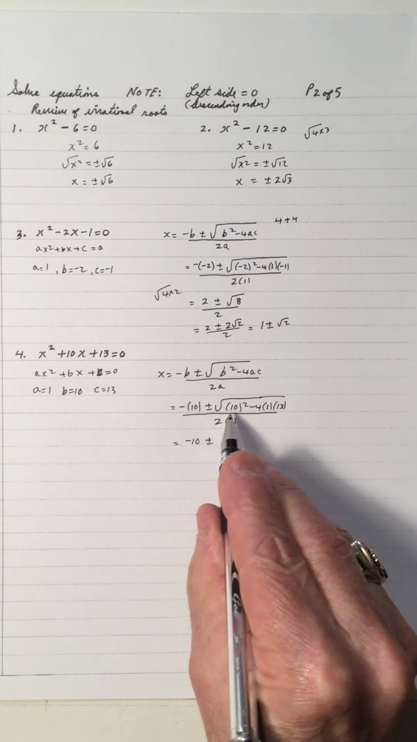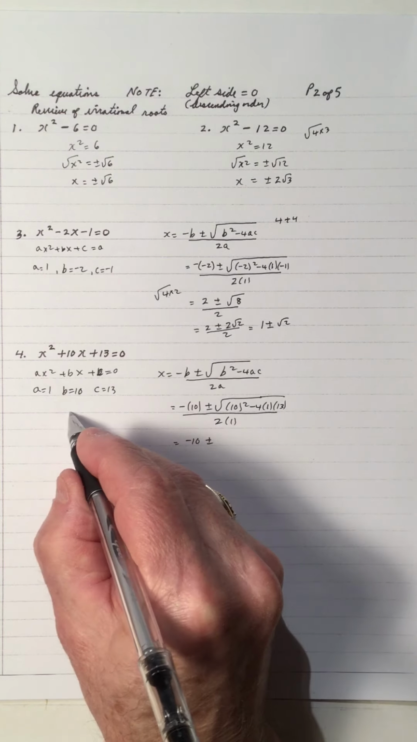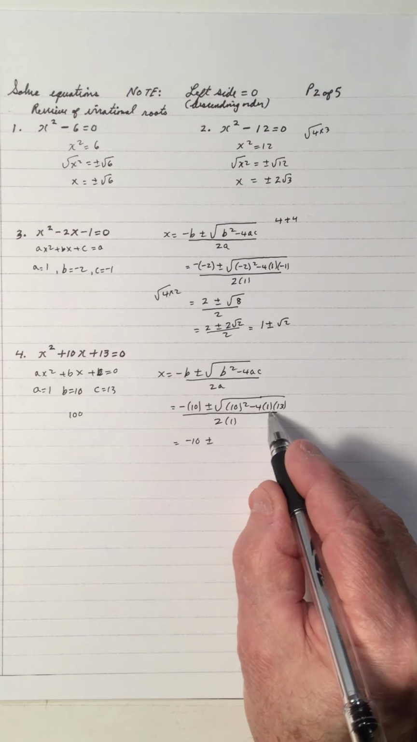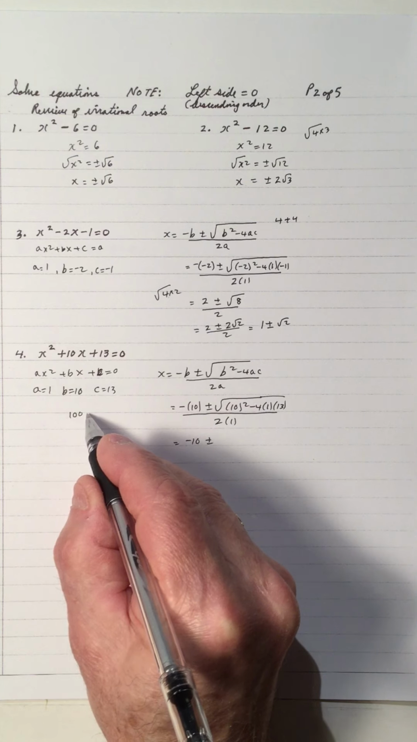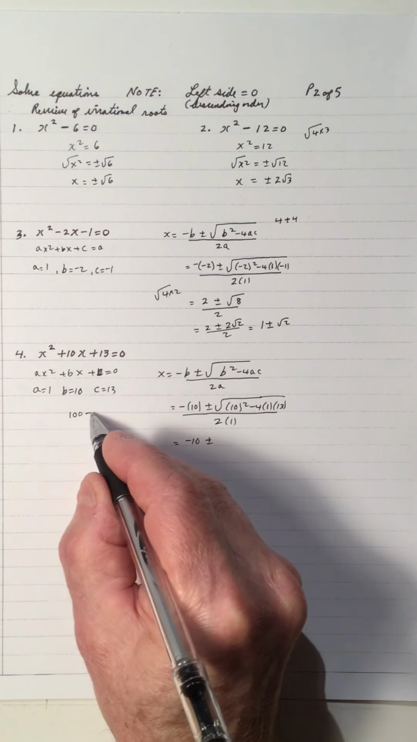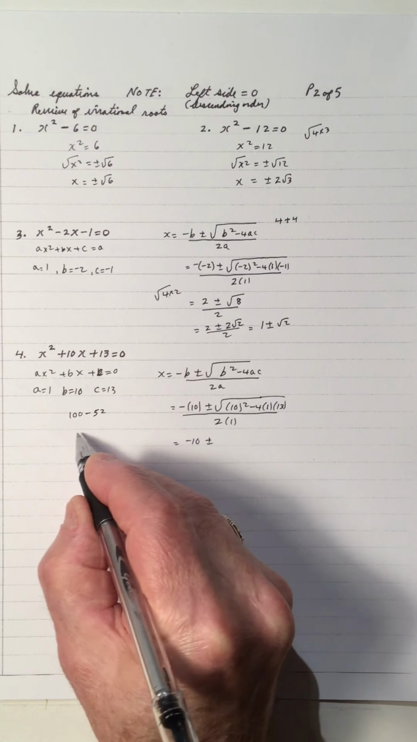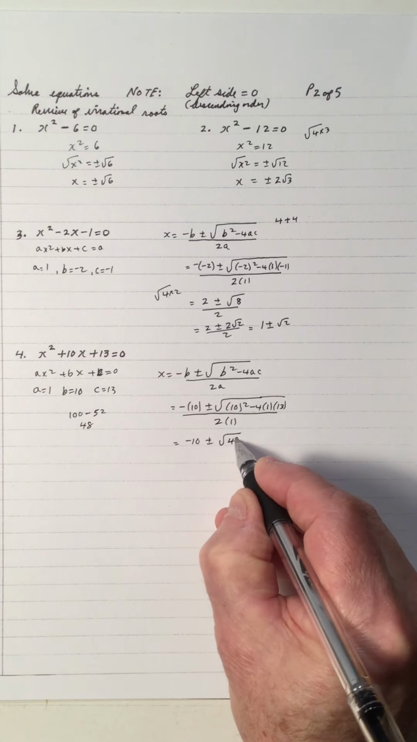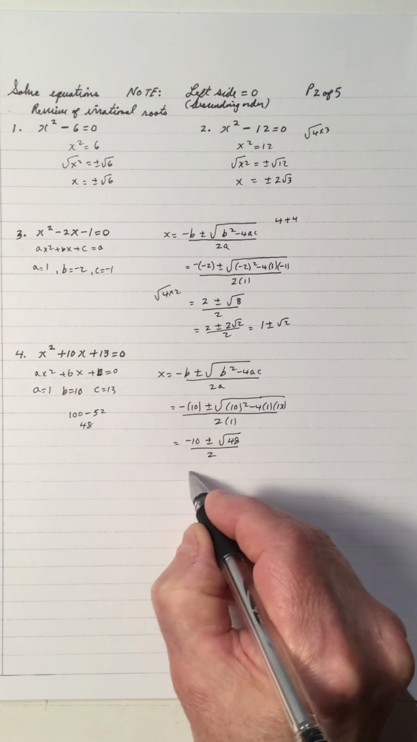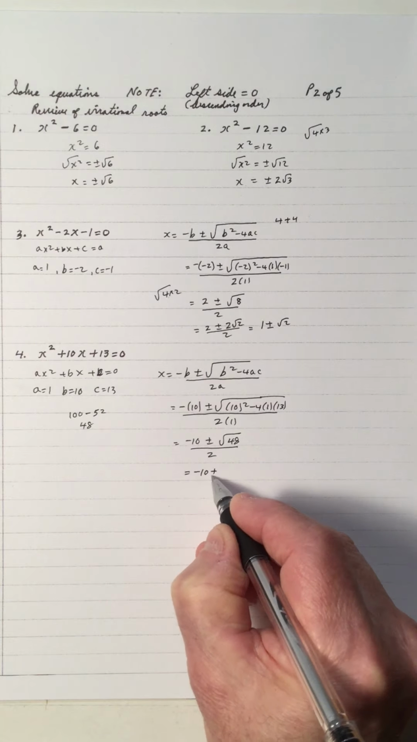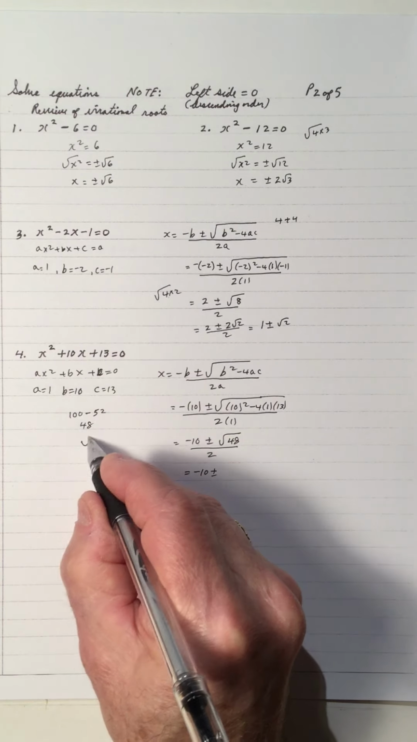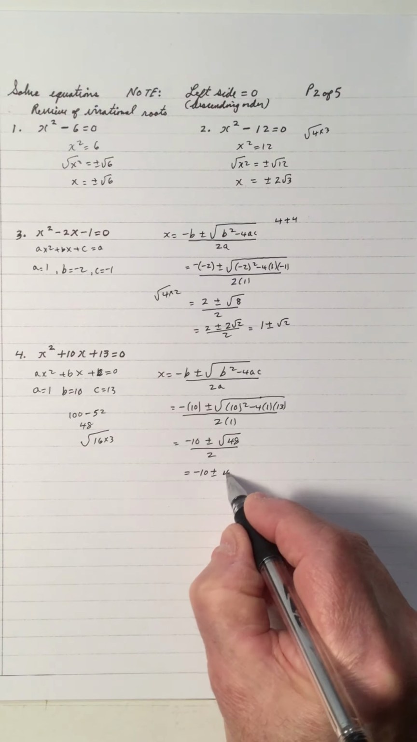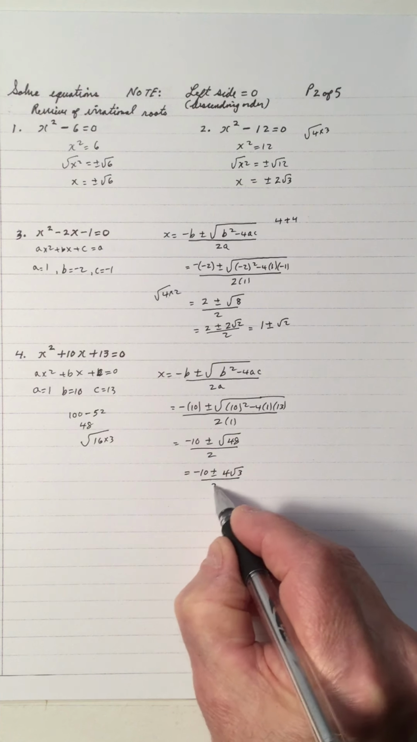And let's work this one out right here. That's 100. And negative 4 times 1 times 13 is a negative 52. And when we subtract there, we get a 48. So that's the square root of 48 all over 2. That's a negative 10 plus or minus the square root of 48. 48 is 16 times 3, so it's a 4 root 3 divided by 2.